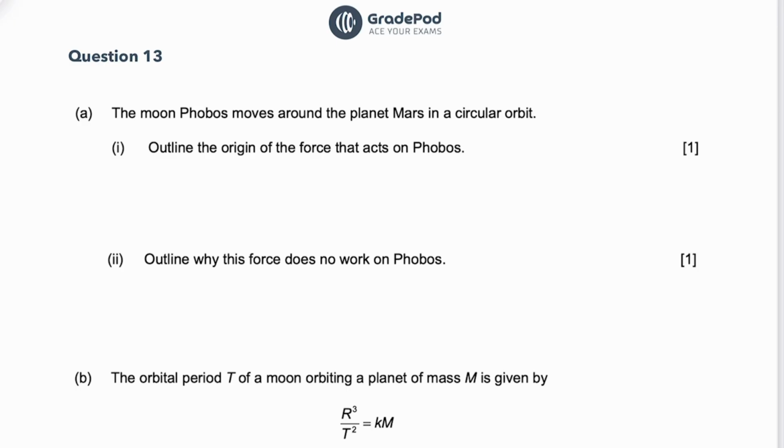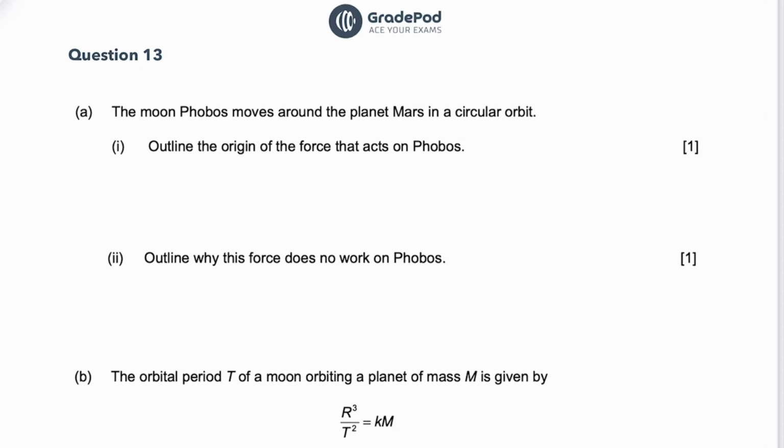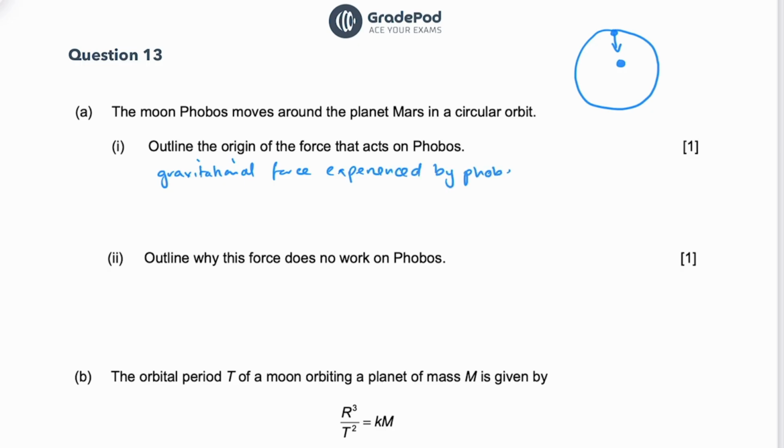Question 13. The moon Phobos moves around the planet Mars in a circular orbit. So we've got Mars here, Phobos going around it in a circular orbit. Outline the origin of the force that acts on Phobos. Well, the force that's causing it to move in a circular orbit, and hence the centripetal force on Phobos, is the gravitational force experienced by Phobos by Mars.